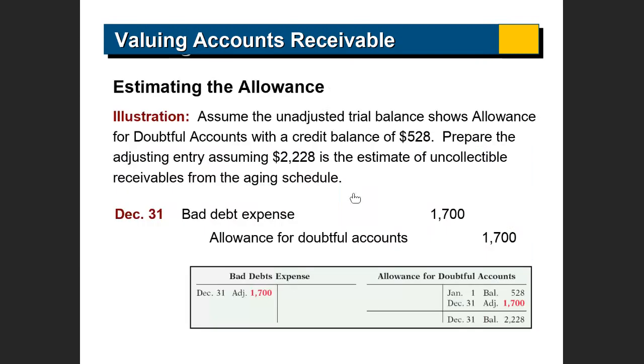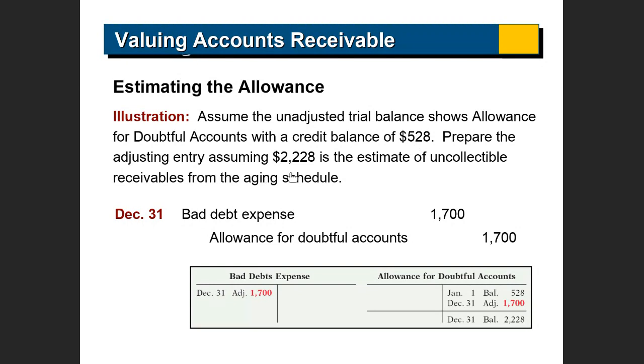Okay. Now let's take a look at this example. Assume that the unadjusted trial balance shows allowance for doubtful accounts of 528. Everyone should know what an unadjusted trial balance is. Yes, you went through the pain of preparing several of them, so you know what an unadjusted trial balance is. It's not a foreign language to you. Okay, very good. Alhamdulillah. This is super. $528.